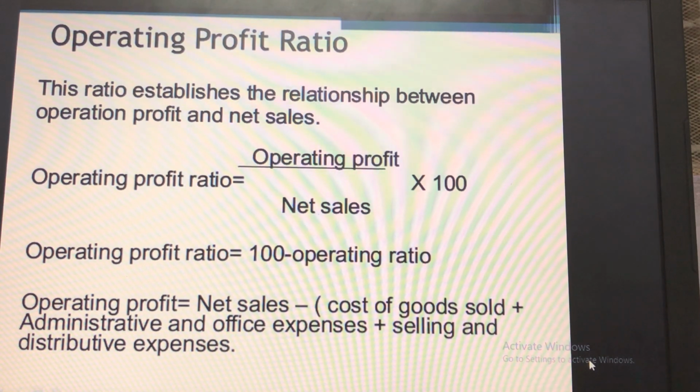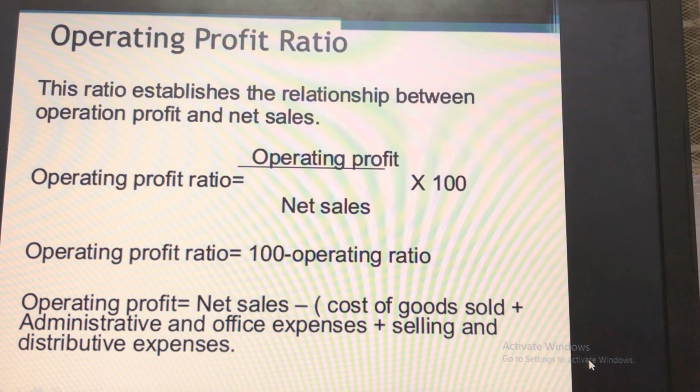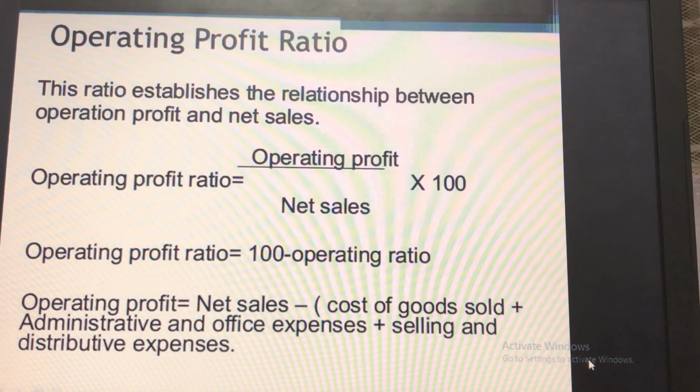Operating profit ratio. This ratio establishes the relationship between operating profit and net sales. Operating profit ratio is equal to operating profit divided by net sales into 100. Operating profit ratio is equal to 100 minus operating ratio.